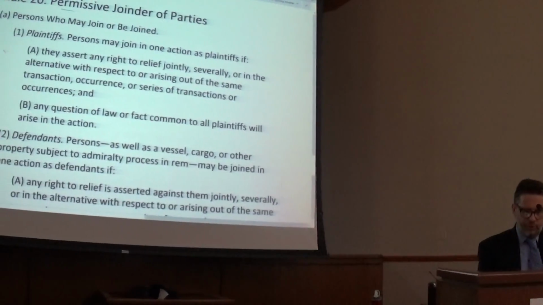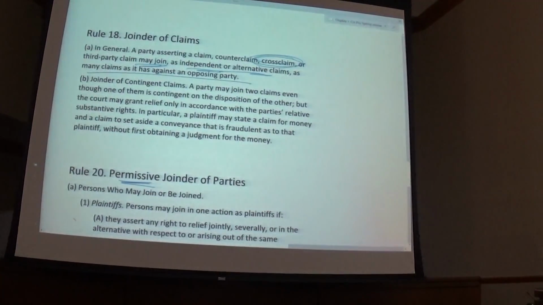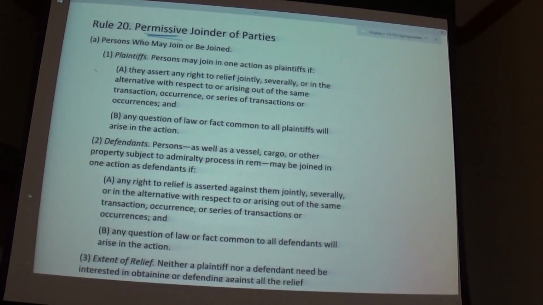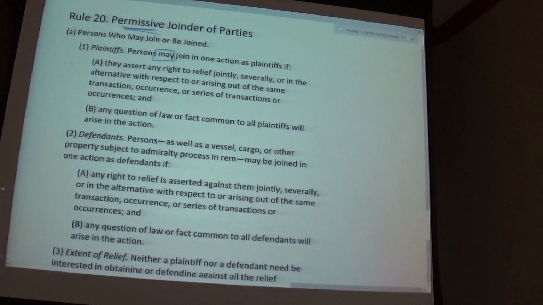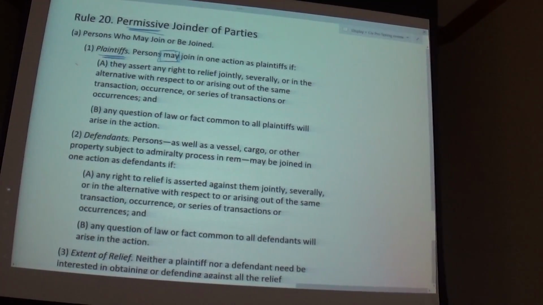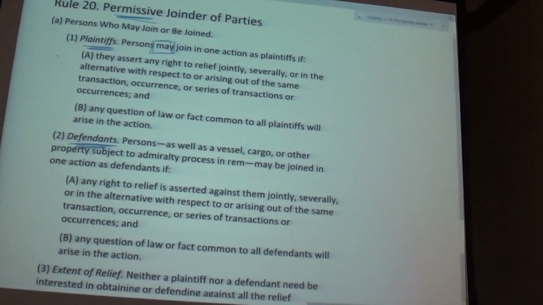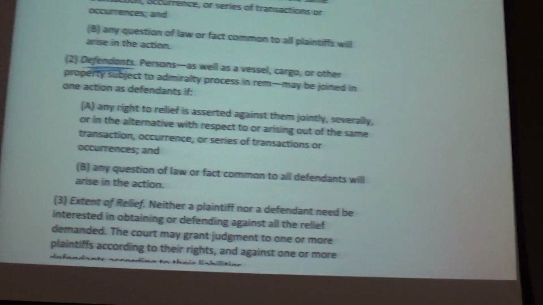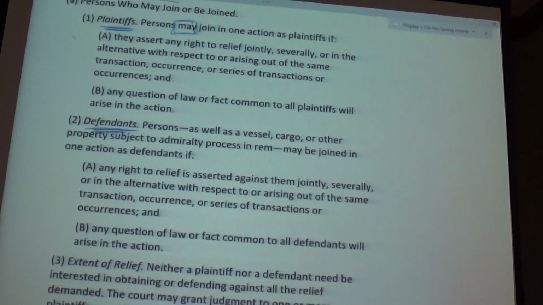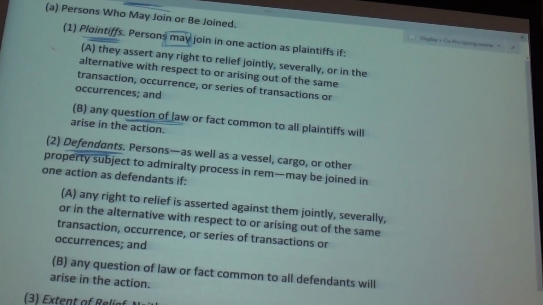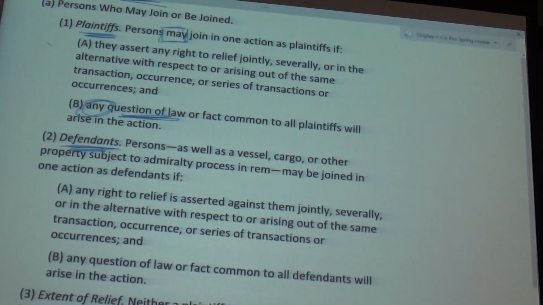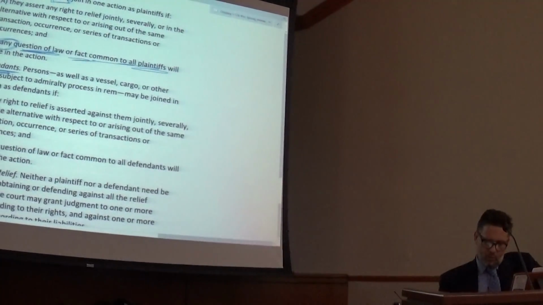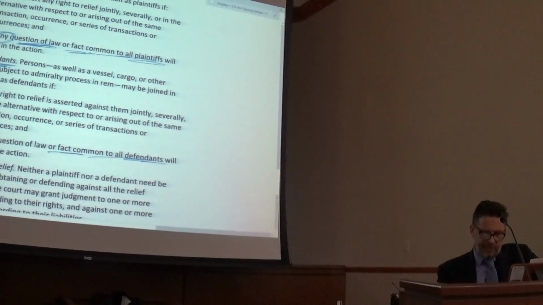Right? Note that Rule 20 is permissive joinder of parties, as compared to Rule 19, which is required joinder of parties. All right? Permissive joinder. 20(a)(1) is joinder of multiple plaintiffs. 20(a)(2) is joinder of multiple defendants. The standard in both cases is the same. First, you need any question, at least one, question of law or fact common to all of the plaintiffs if it's (a)(1), or common to all defendants if it's (a)(2).